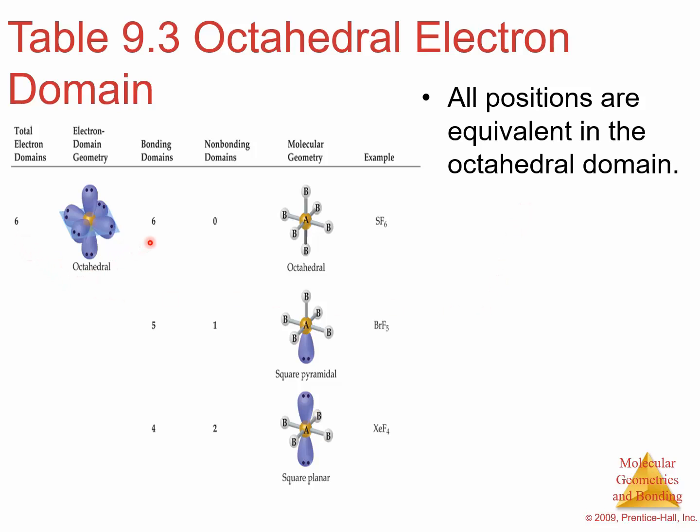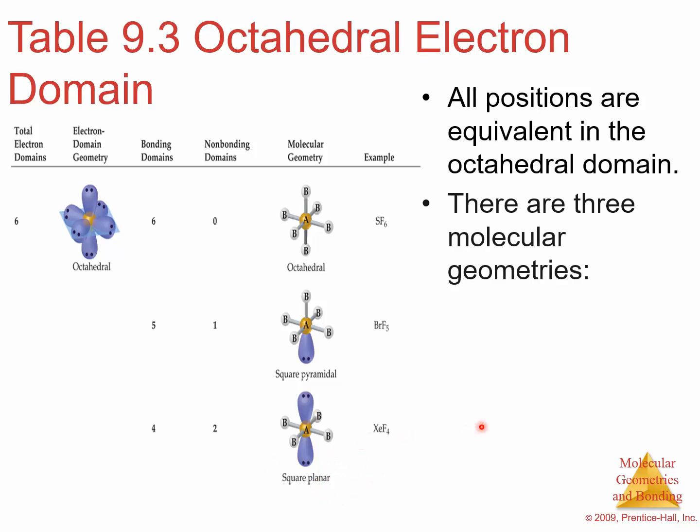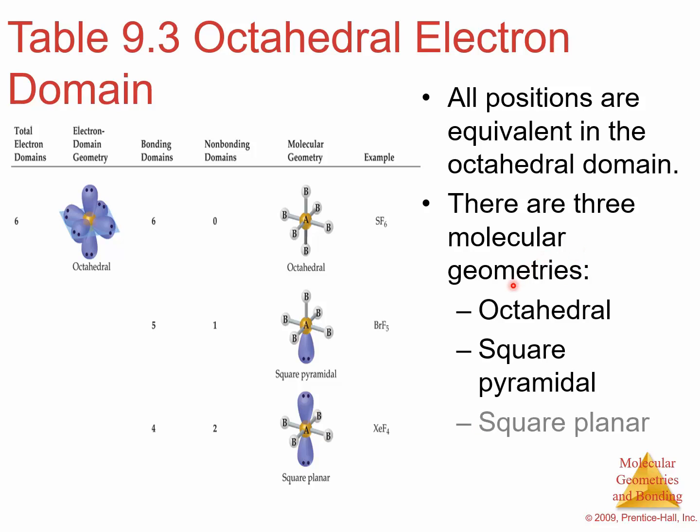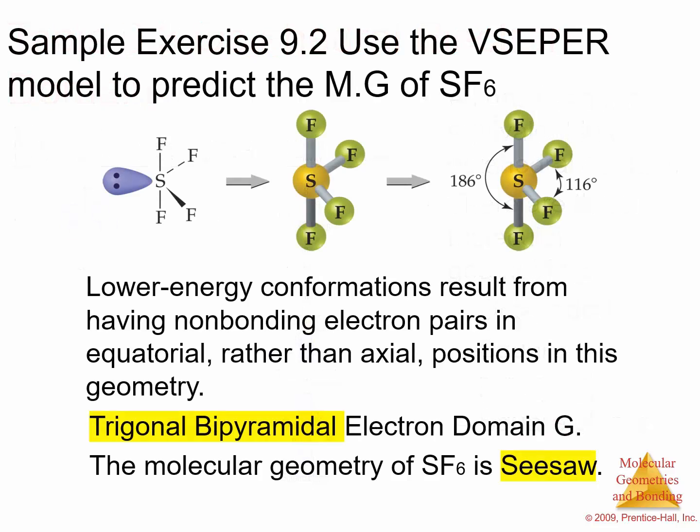If we have 6 bonding and 0 non-bonding, we have octahedral, like in SF6. 5 bonding, 1 non-bonding, square pyramidal, like BrF5. 4 bonding and 2 non-bonding, like XeF4, we have a square planar. Then, as I said, there are 3 molecular geometries: octahedral, square pyramidal, and square planar.